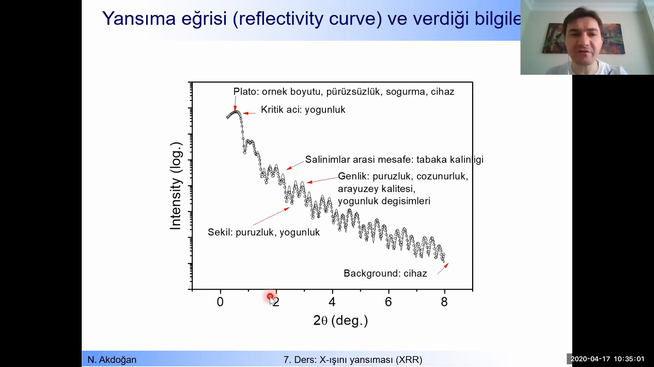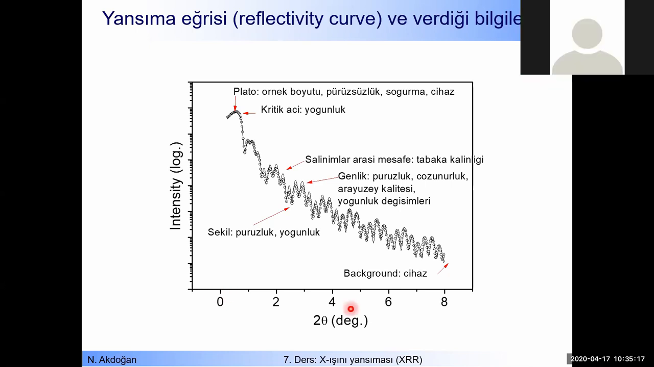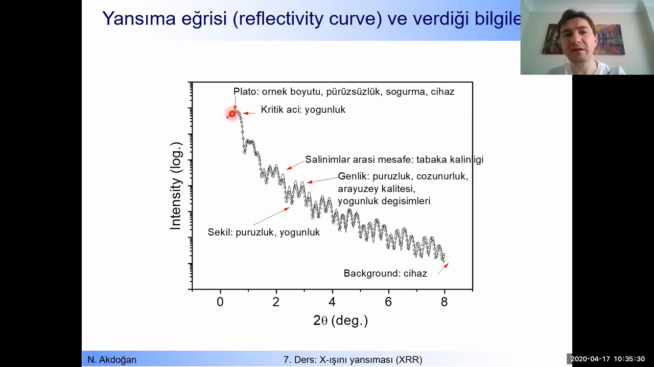Here you see a real X-ray reflectivity signal. This is the 2 theta axis, I mean detector angle. And this is the intensity at the detector, okay? So if you start from 0 or from very small angles to 10 degrees, for example, you have this type of behavior of the intensity. What do you see? That there is a plateau here, okay? And then intensity decreases a lot at very low angles. And then it has this type of decrease by increasing the theta angle.